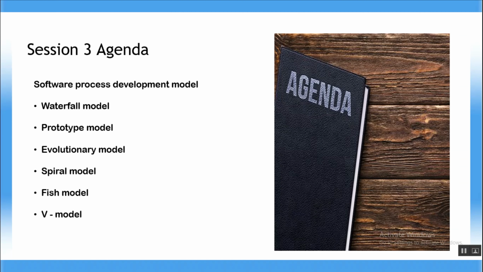Before closing my session, the agenda for the next session, that is session 3, is software development process models. The models I'll be covering are the waterfall model, prototype model, evolutionary model, spiral model, fish model, and V model.